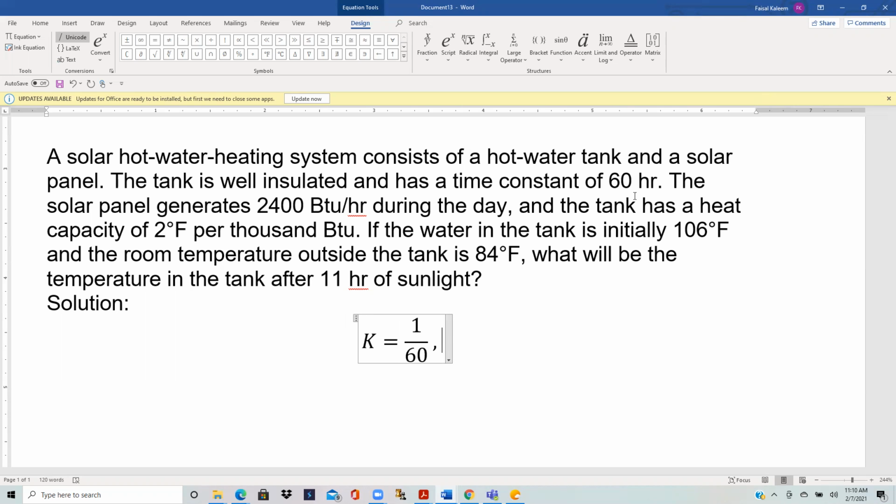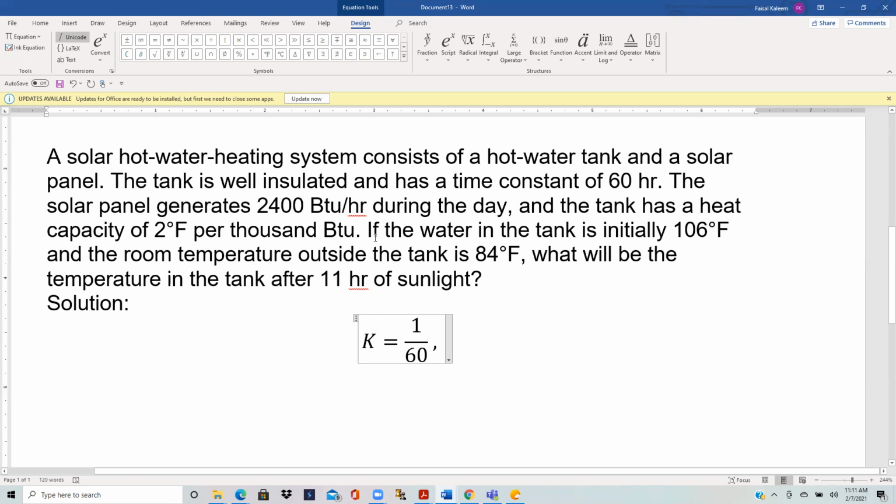The solar panel generates 2400 BTU per hour during the day, and the tank has a heat capacity of 2 Fahrenheit per 1000 BTU. If the water in the tank is initially 106 Fahrenheit and the room temperature outside the tank is 84, what will be the temperature in the tank after 11 hours of sunlight?